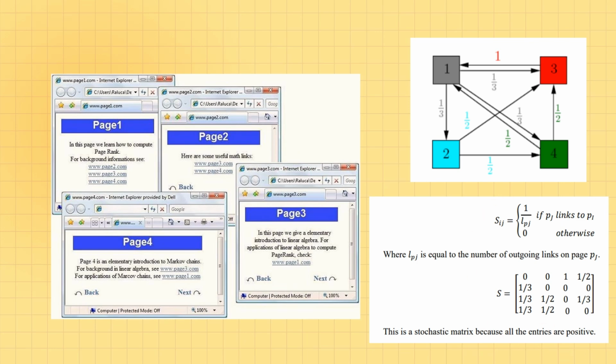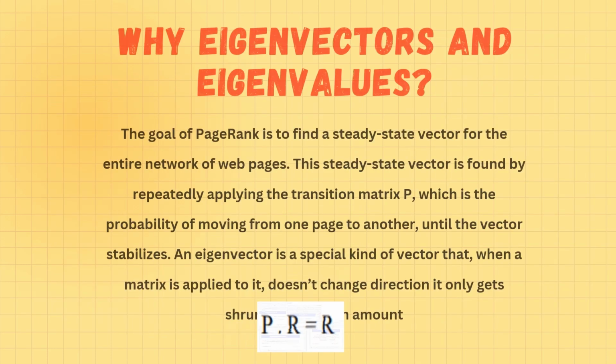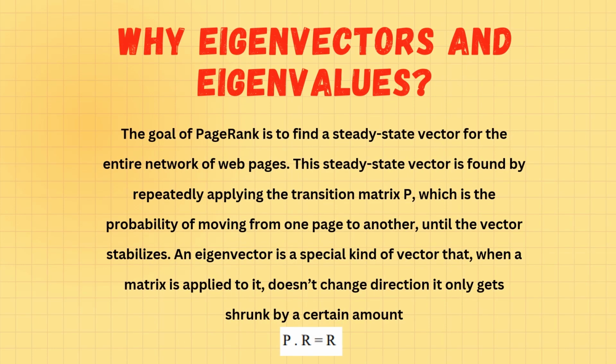Next is why eigenvectors and eigenvalues. The goal of PageRank is to find a steady state vector for the entire network of web pages. This stretching factor is called the eigenvalue. In the context of the PageRank transition matrix P, we are looking for an eigenvector R associated with an eigenvalue of 1. This gives us P·R = R. Next, we will see other concepts working in tandem with linear algebra.